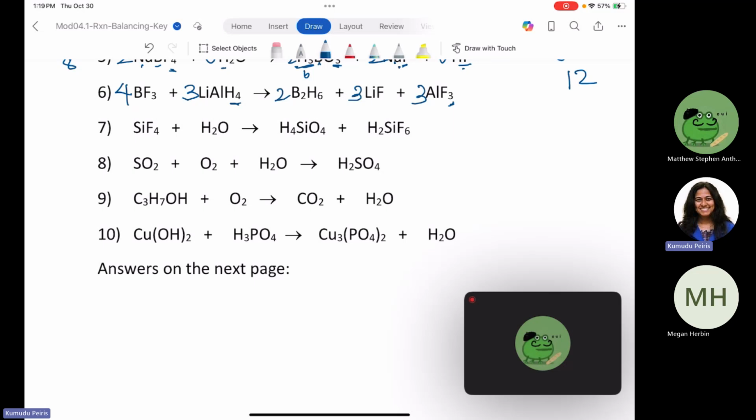Let's count the fluorines in the product side. Here I have 3 and 3 plus 3 by 3 equals 12, right? So fluorines are balanced. The reactant side has 4 borons, and the product side also has 4 borons. Yes, 3 aluminums, 3 lithium, and 3 lithium. Okay. Questions.